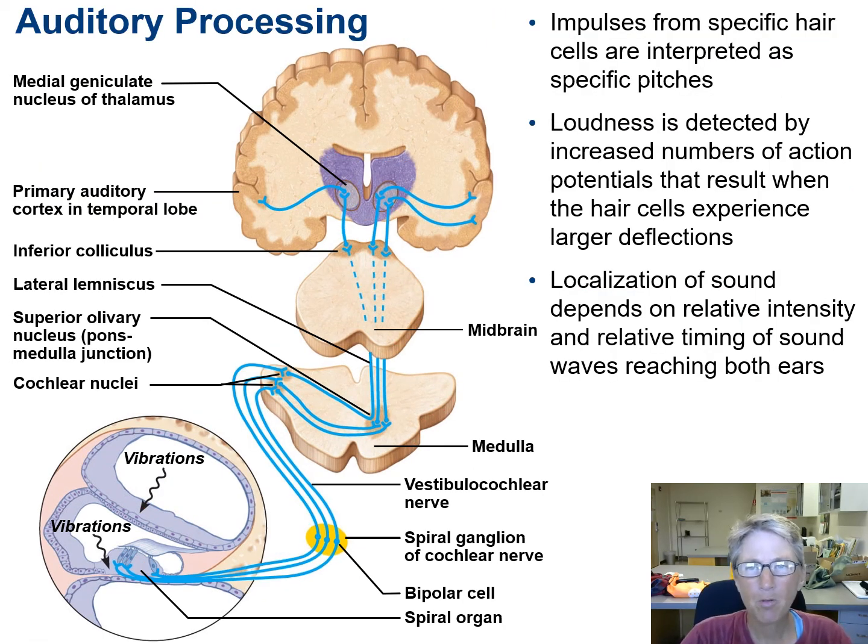Okay, impulses from specific hair cells. So here's our inner hair cells. An impulse, so remember that's an action potential, is interpreted as a specific pitch, so high pitch, low pitch, medium pitch. Loudness is detected by an increased number of action potentials. So when these inner hair cells experience really large deflections, so they're moving up and down in that basilar membrane, you'll detect, through all the electrophysiology and biochemistry, a really loud sound.